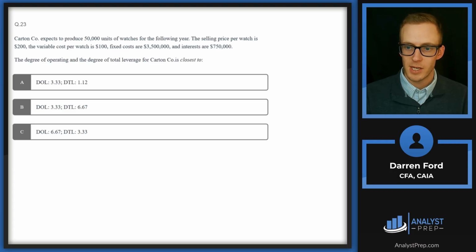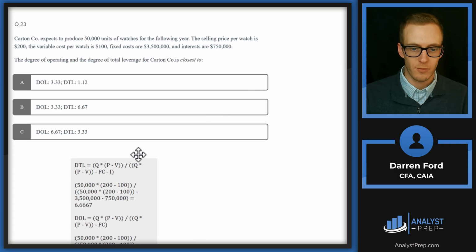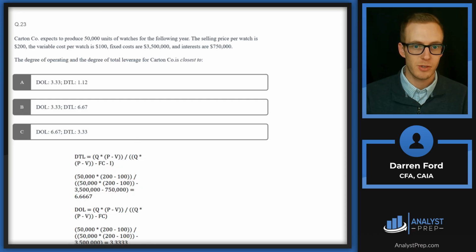Let's pull in our formulas here that we'll be using for total leverage and operating leverage. The main difference between the two is going to be that interest cost being included. So degree of total leverage is going to be quantity sold multiplied by our price minus our variable cost. So we're doing 50,000 units, selling at 200, and our variable cost is 100. So we're going to do 50,000 times 200 minus 100. That'll be in our denominator. And notice that's going to be the denominator for our degree of operating leverage as well.